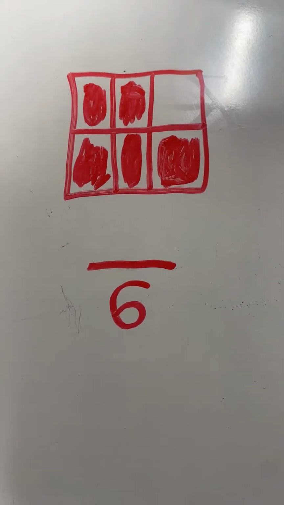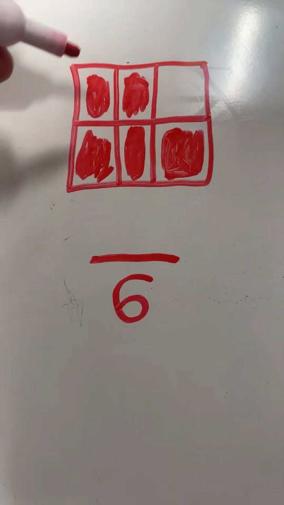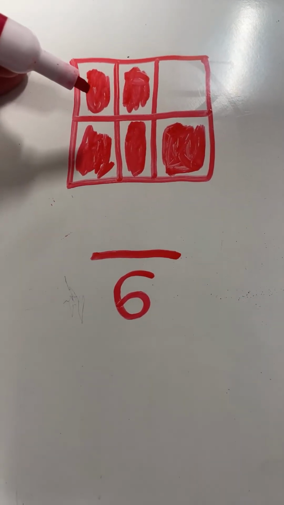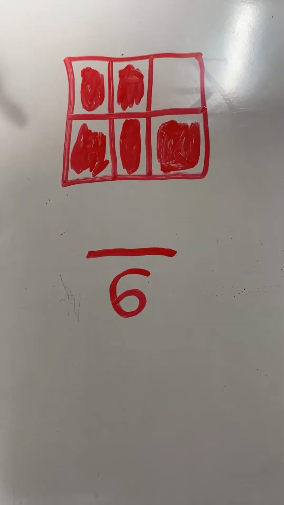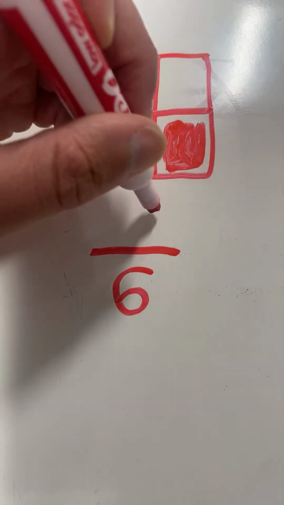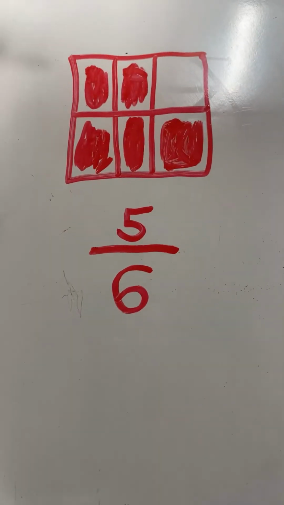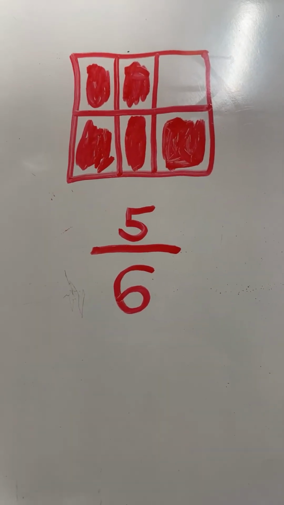My drawing might not be exact. And now we're trying to find what fraction this model represents for the parts that are shaded. We have 1, 2, 3, 4, 5 parts shaded. 5 out of the 6 total parts are shaded. So this fraction model represents 5/6.